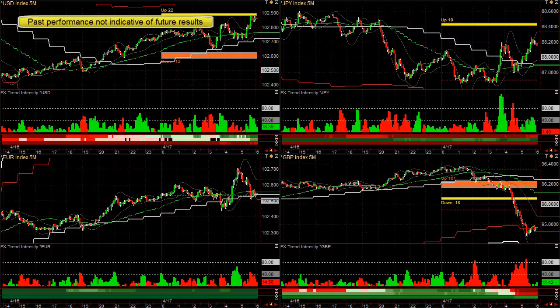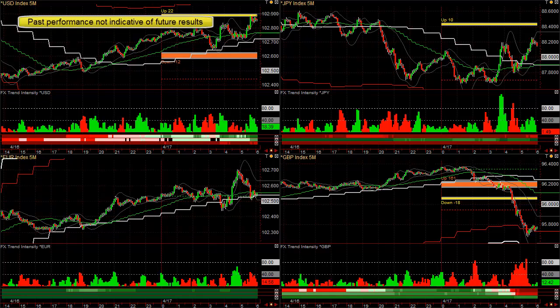Here's the same currency indexes, but we're looking at the 4 major ones that most people trade: the dollar, the Japanese yen, the euro, and the pound. And the charts are bigger, and I've also added the FX trend intensity, which is one of our better tools that shows statistically how strong or weak currencies are. Anytime that they hit the 80 level, it's extremely strong, and most times when the 40 level gets hit, that trend's going to continue.